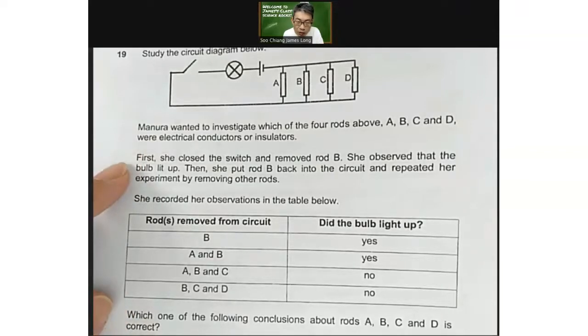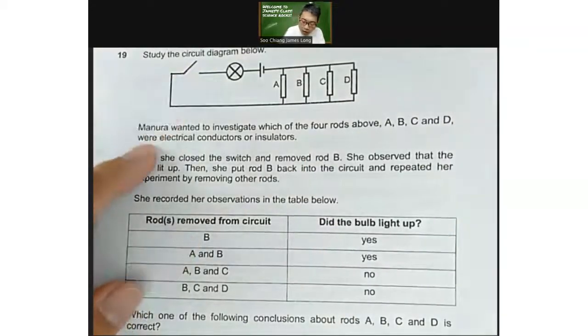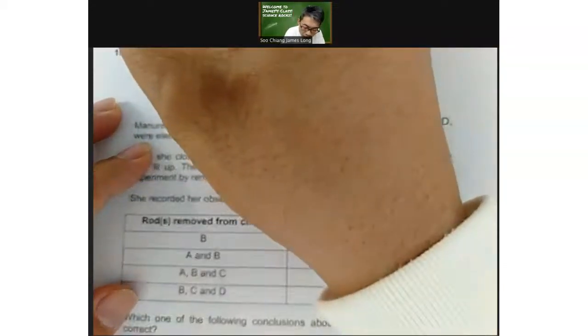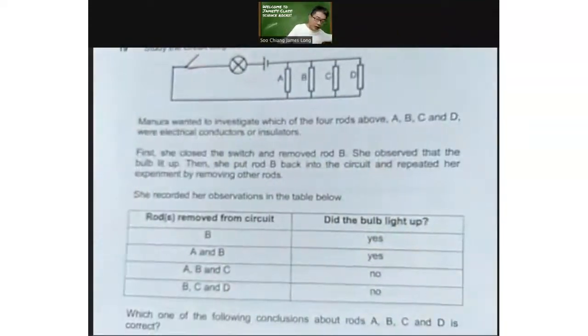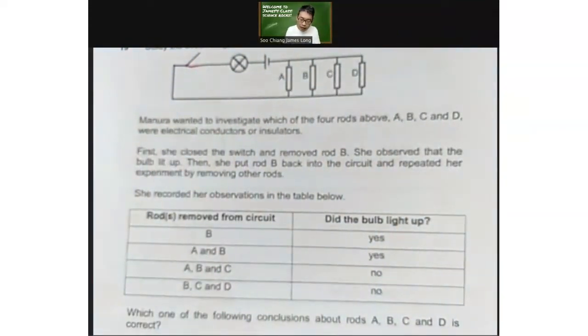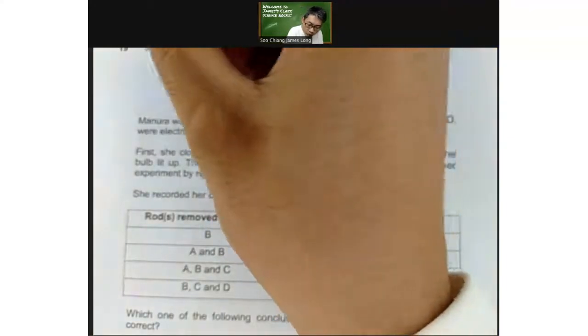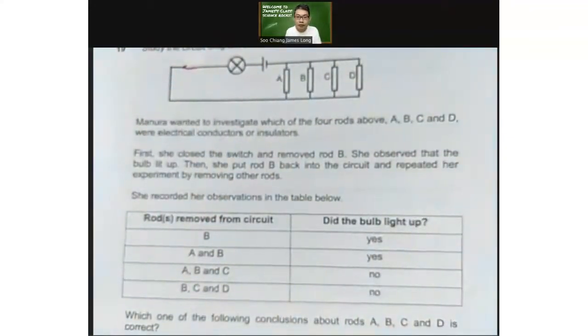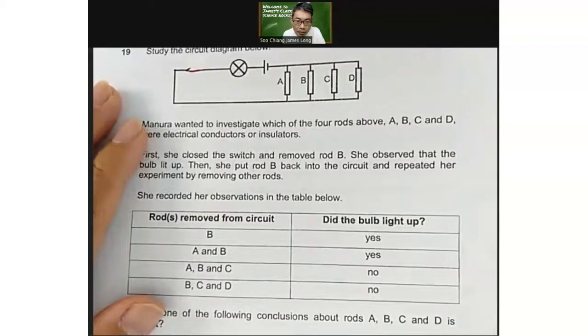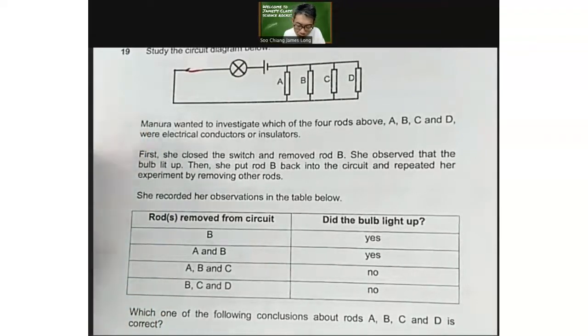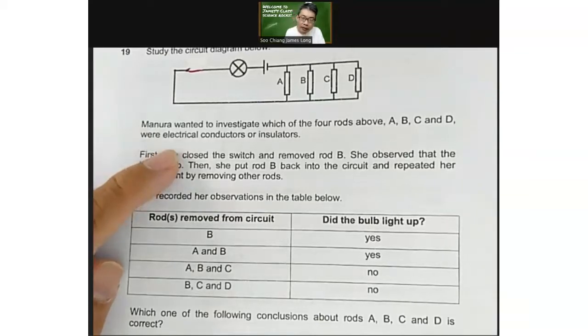First, she closed the switch and removed rod B. Right, close the switch, so this part is closed. So closing the switch means that she now wants this current to flow inside. Okay, she closed the switch. Then next one. She wants to find out which of these are electrical conductors or insulators. If they are conductors, then current will flow through them and the light bulb will light up.